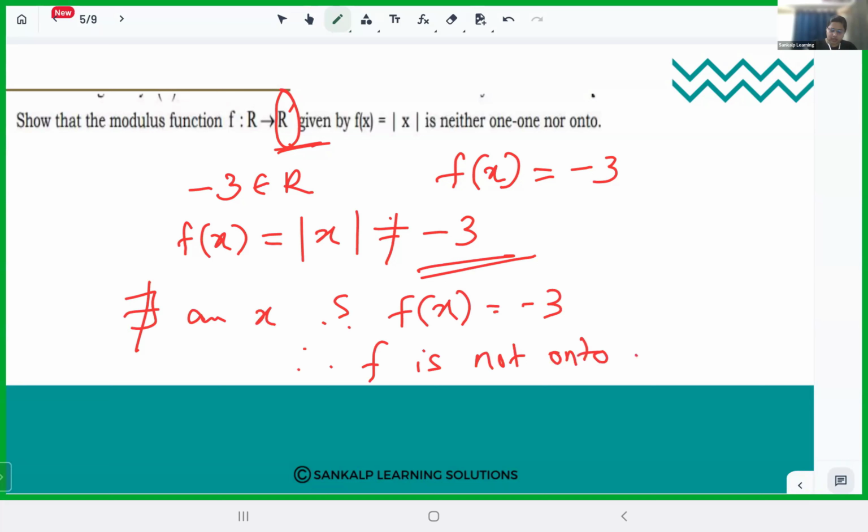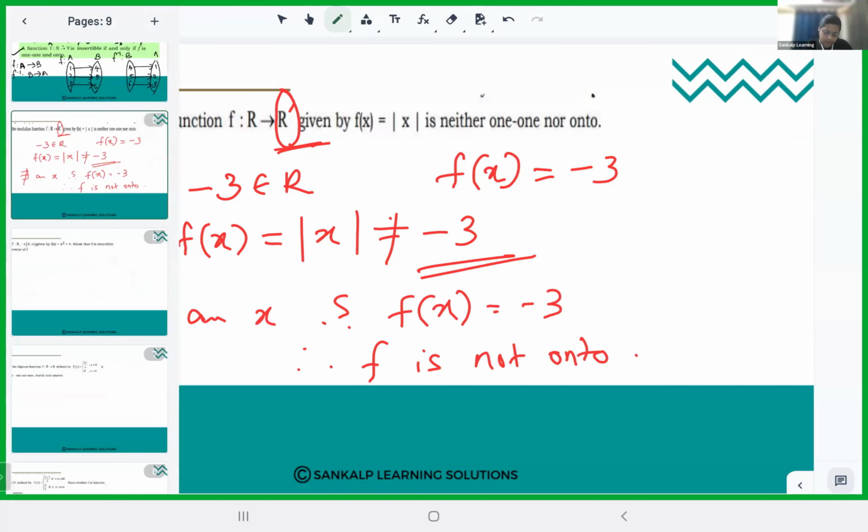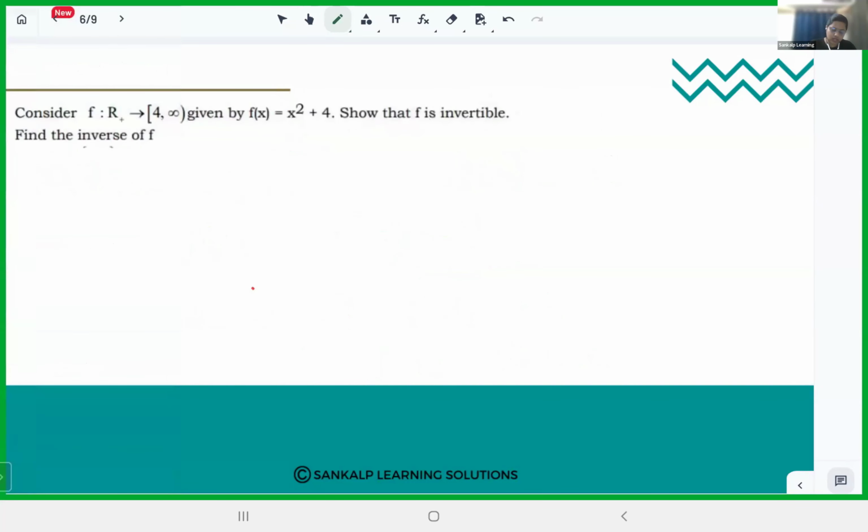All right. Okay. So now we are moving on to the second question. Sorry, third question. Consider f from R plus to the closed interval 4 to infinity, given by f of x equal to x square plus 4. Show that f is invertible and you have to find the inverse of f.